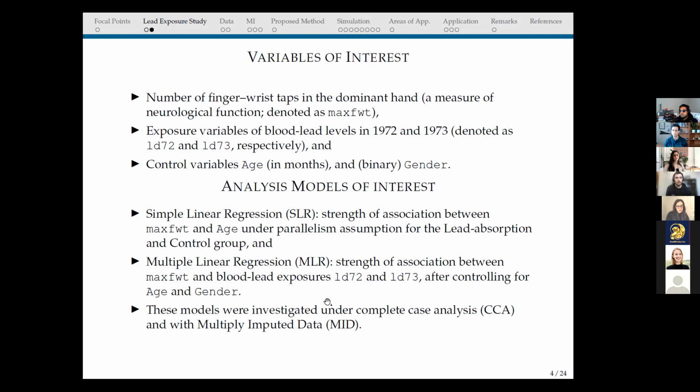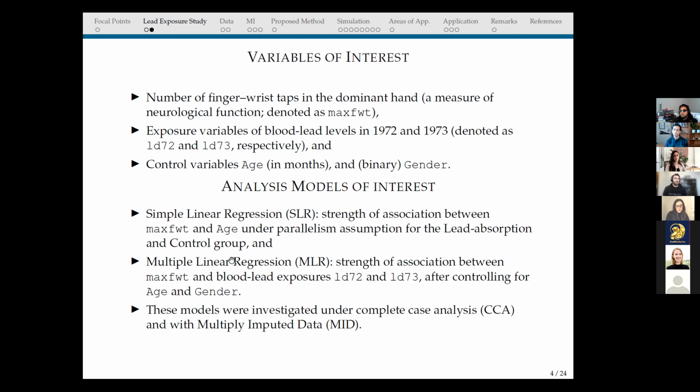What you will see later is that when you impute the data, the imputed data sets show that the exposures explain more variation in the observed outcome. If the original authors had done complete case analysis, they would have underestimated how much lead exposure can explain neurological function. In this case, we know that the higher the exposure, the lower the neurological function value when measured through max FWT.